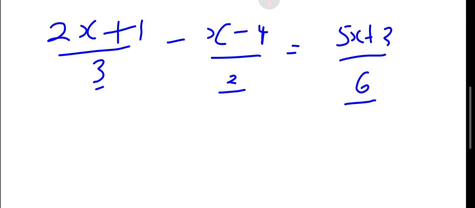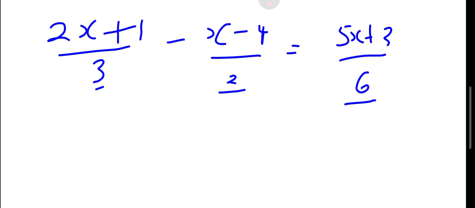You can also choose to multiply all the three values. If you don't want to think about the LCM, you can multiply everything and still you get the right answer. Just like you get some big values, you have to simplify, but you're going to still get the correct answer. So we are going to use 6 as our LCM. So you multiply every term by 6.